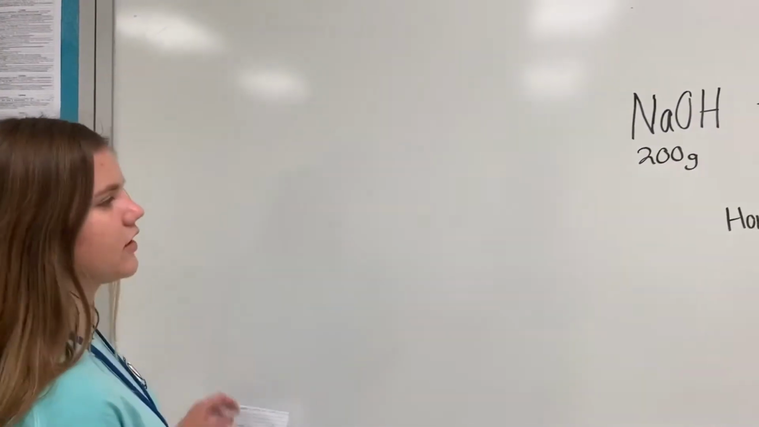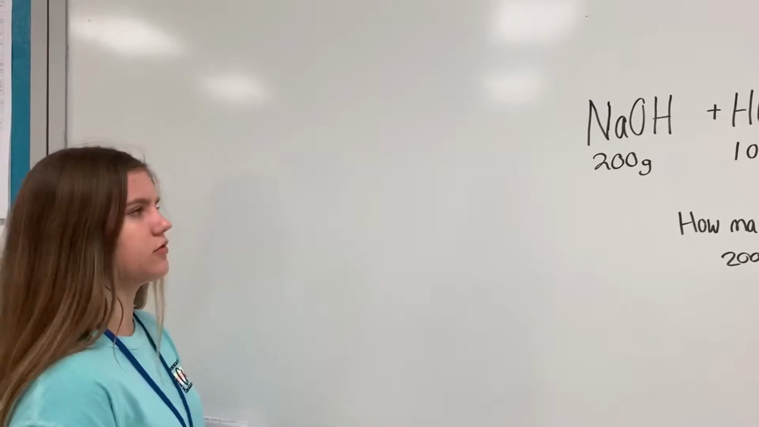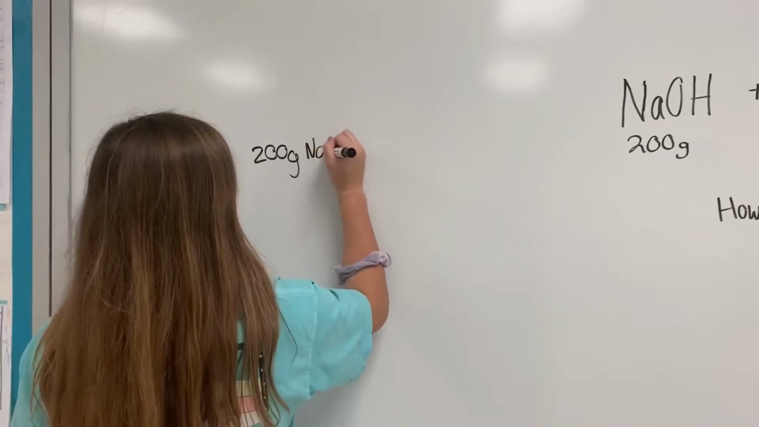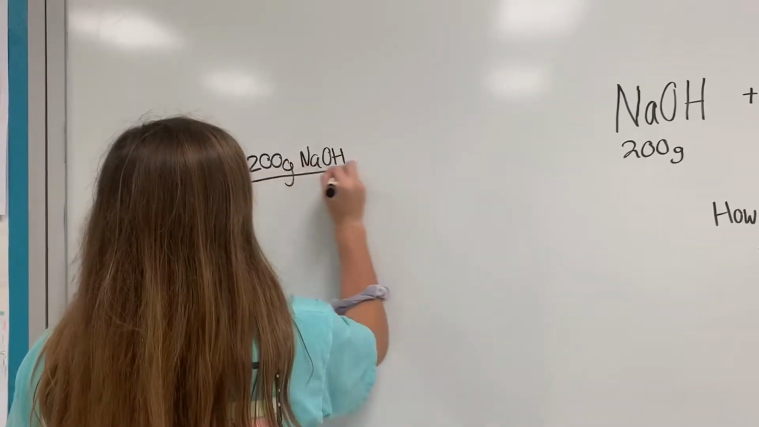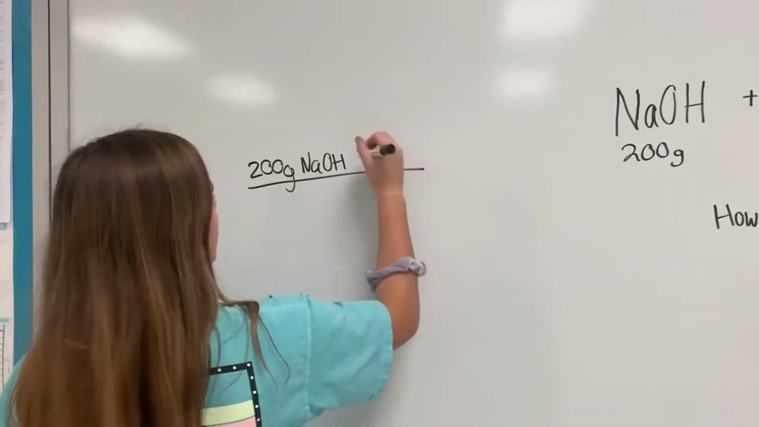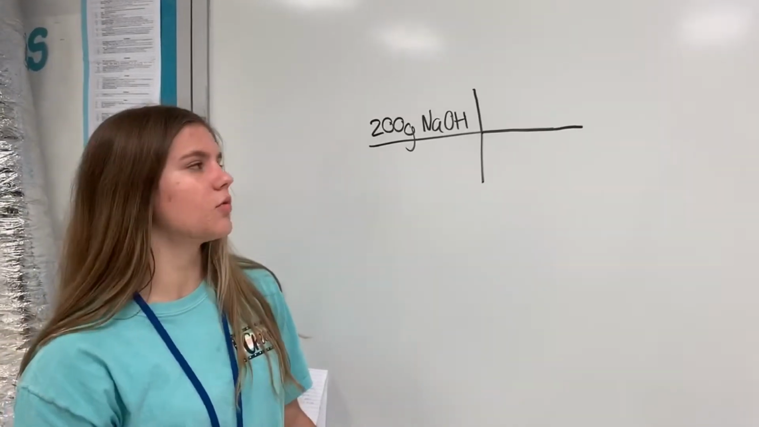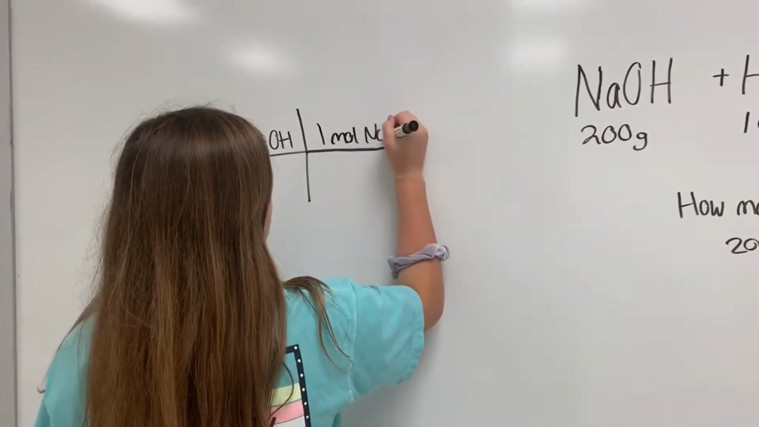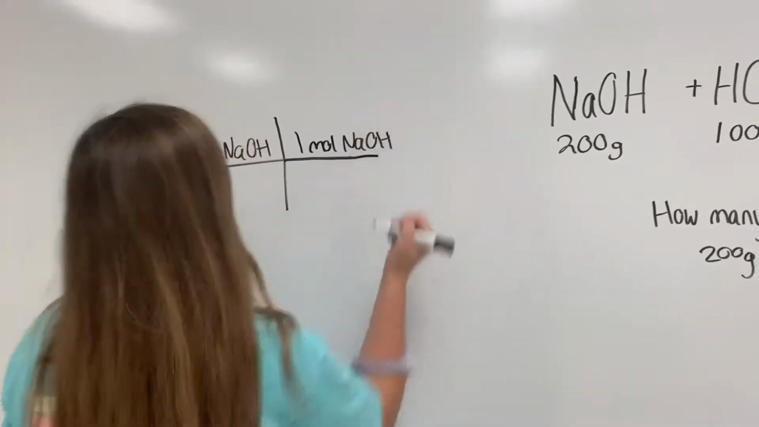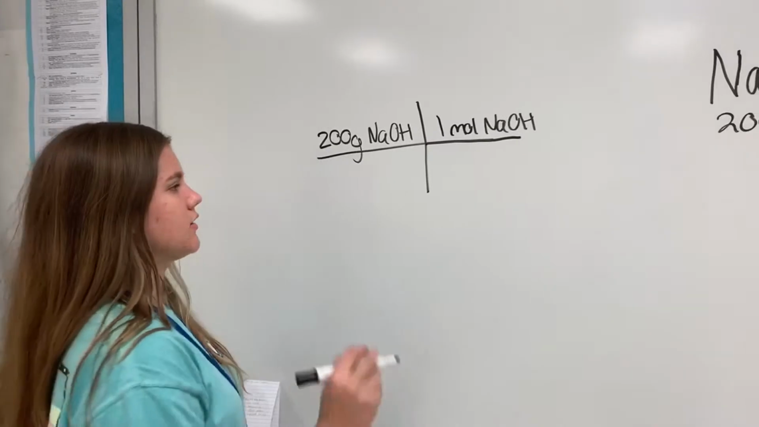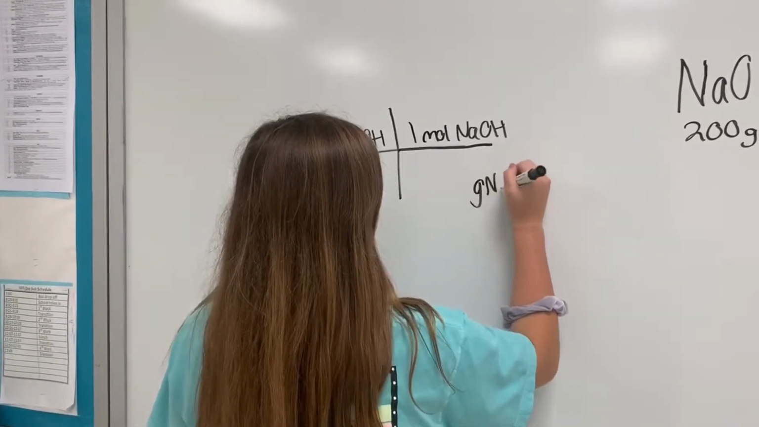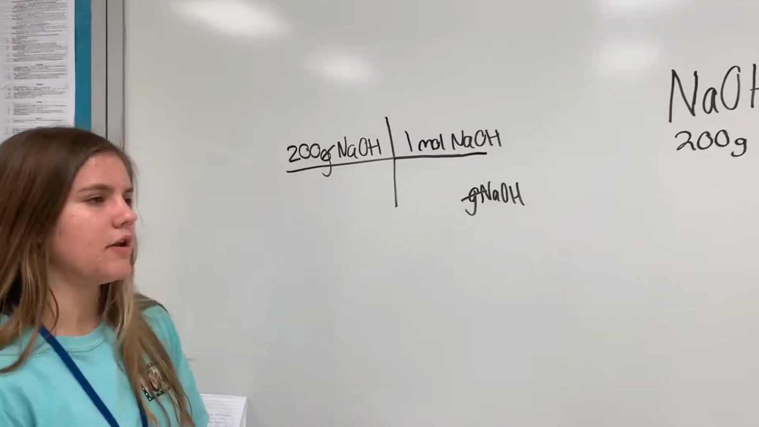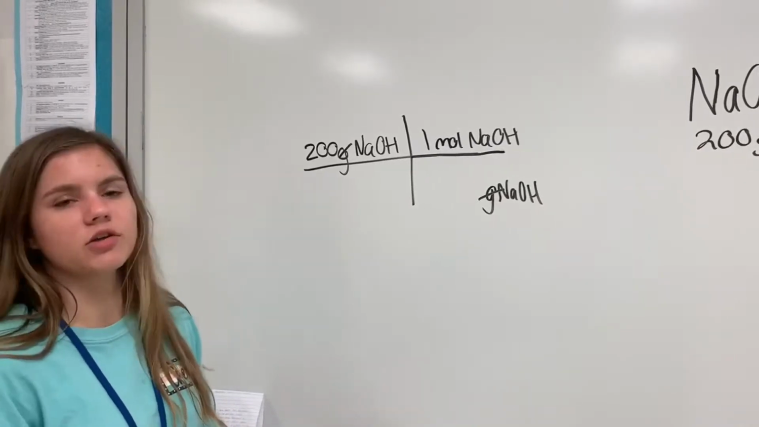So first, it's given us 200 grams, and it wants us to convert grams to moles. So first, you're going to put 200 grams of NaOH, and then put a line going under it, and leave a little bit on the side, and then put one line. And now, since it's asking us for moles, we will put 1 mole of NaOH at the top. But now we still have grams, so we have to cancel it. And so we're going to put grams of NaOH at the bottom, so we will be able to cancel out the grams and we will be left with moles. But now we got to figure out how many grams of NaOH are in 1 mole.